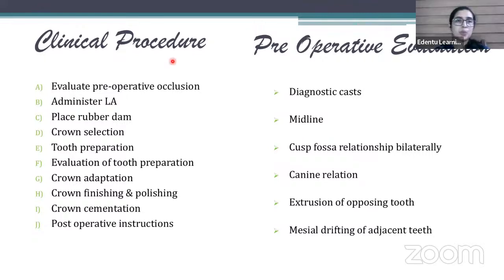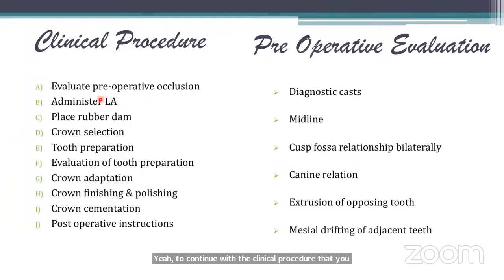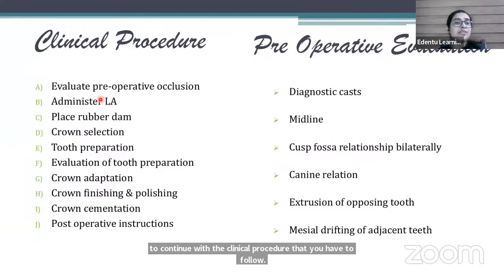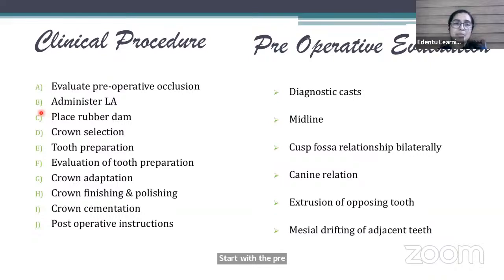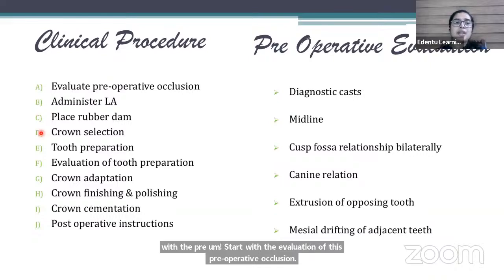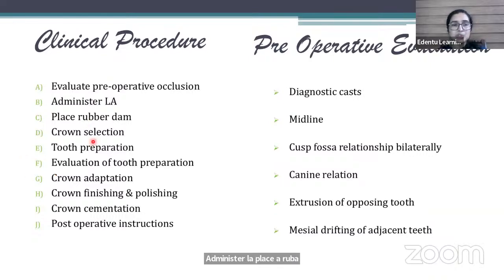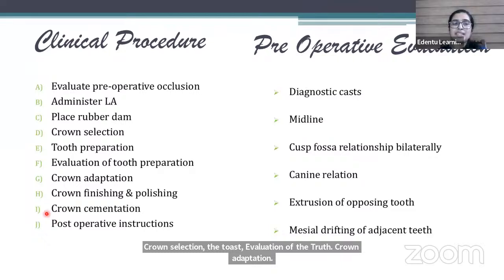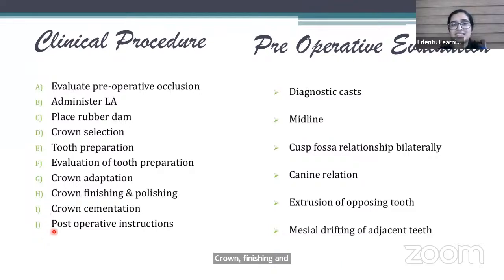To continue with the clinical procedure that you have to follow, start with the evaluation of the pre-operative occlusion. Administer LA, place a rubber dam. Then go with the crown selection, the tooth preparation, evaluation of the tooth preparation, crown adaptation, crown finishing and polishing, crown cementation, and also the post-operative instructions.